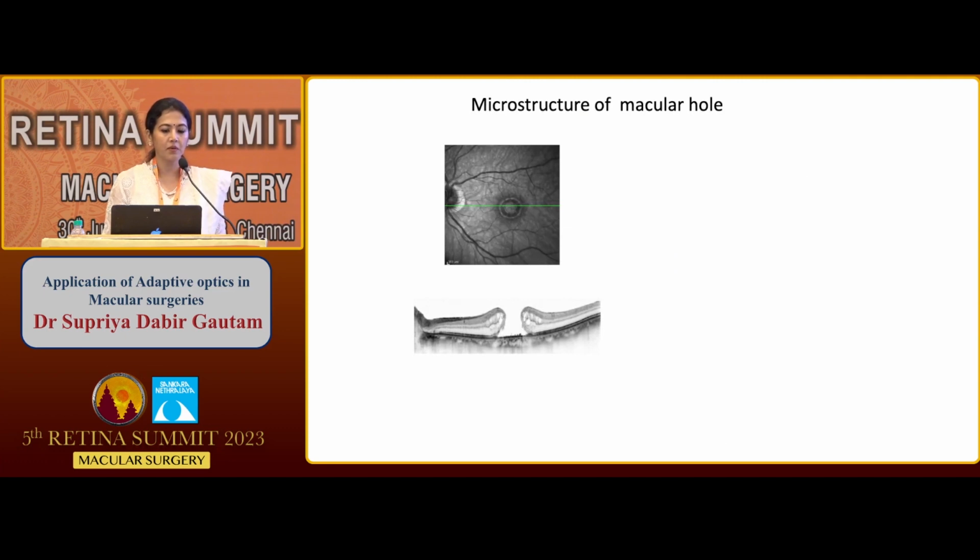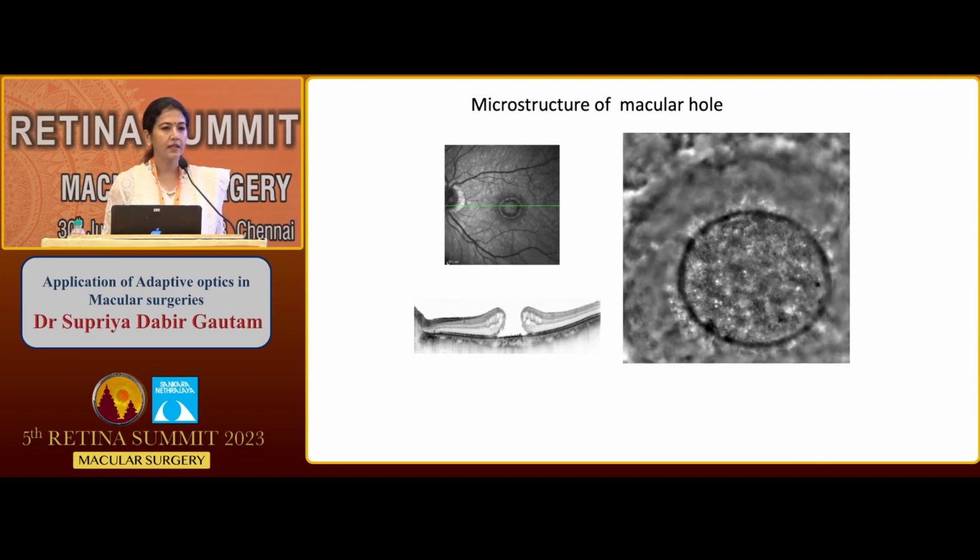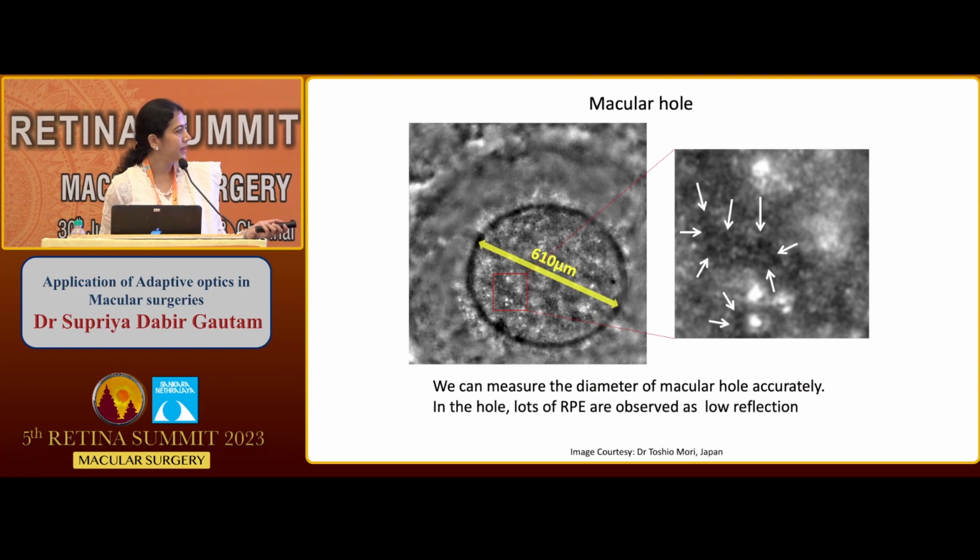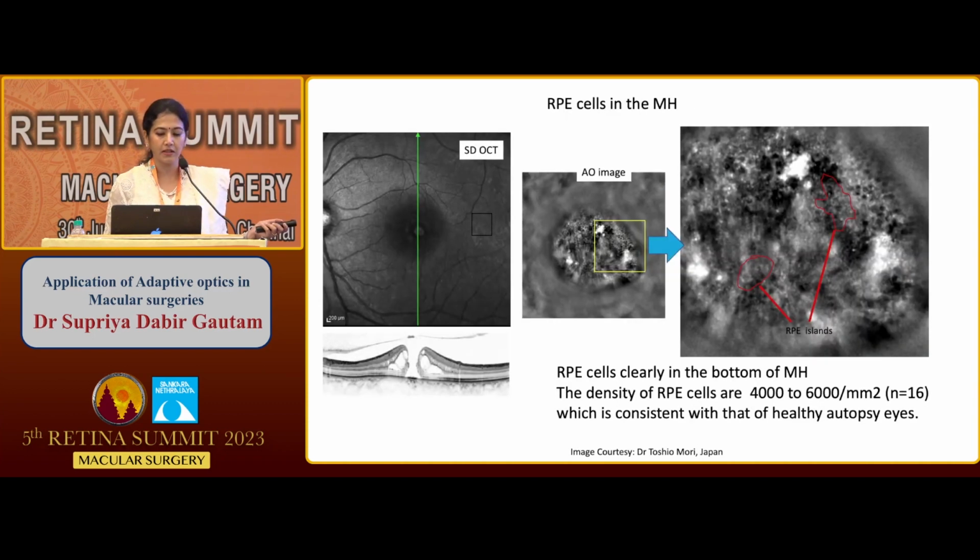Now, this is how a macular hole looks in adaptive optics, and you can measure the dimensions, the diameter of the macular hole, accurately. In a lot of these holes, at the base you can see some cells with low reflectance, and these are the retinal pigment epithelial cells. They are found at the bottom of the macular holes, and the density of these is almost 4,000 to 6,000 per millimeter square, which is consistent with that found in autopsied eyes.